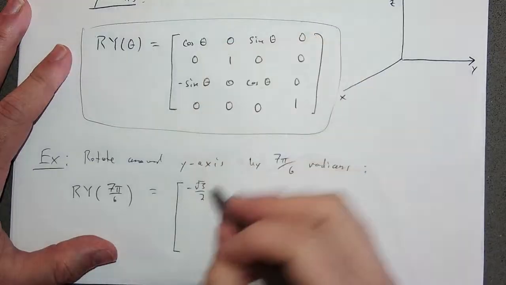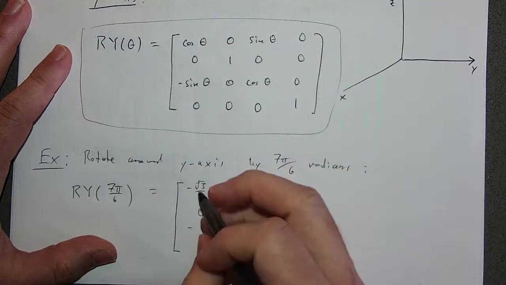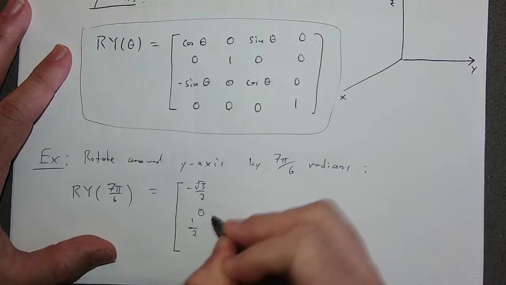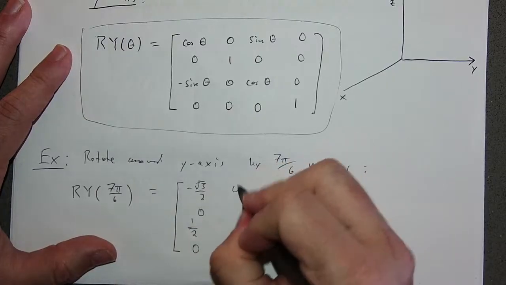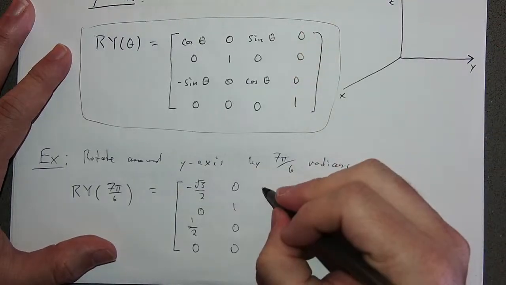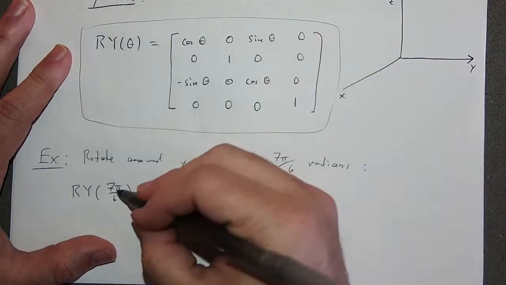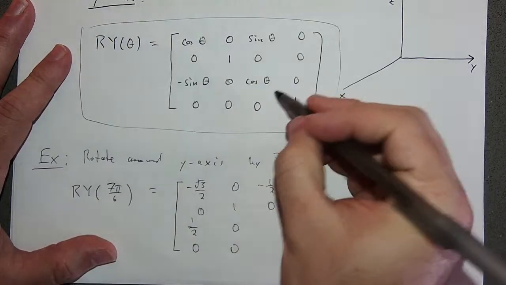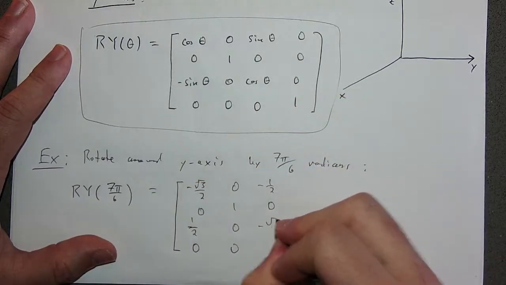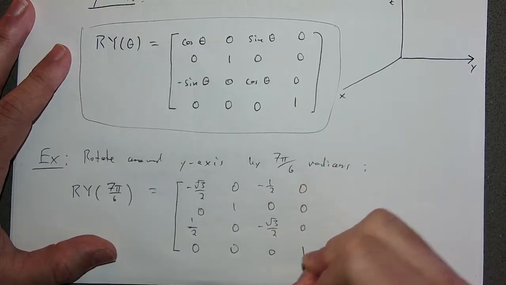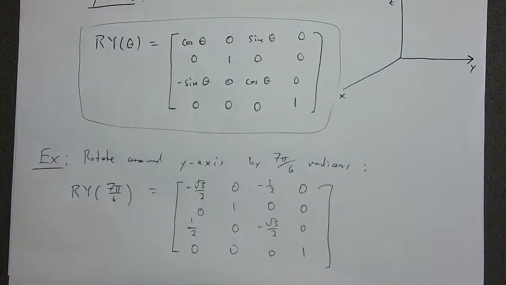I'm just going to read column-wise here. 0, minus, sorry, no, that's minus, this is 1/2, 0, 0, 1, 0, 0. The next column is sine of 7 pi over 6, which is minus 1/2, 0, cosine of 7 pi over 6, which is minus root 3 over 2, 0. And then 0, 0, 0, 1. Okay.